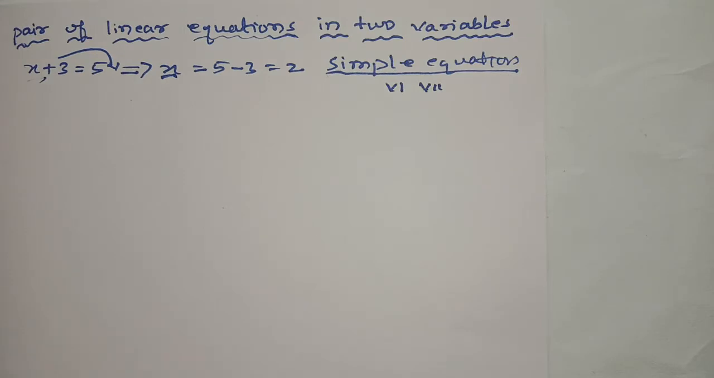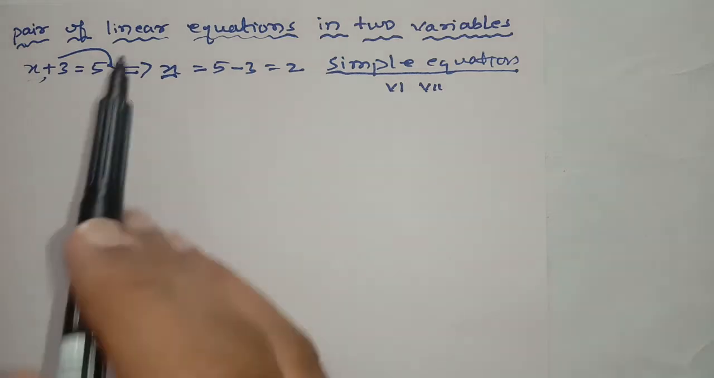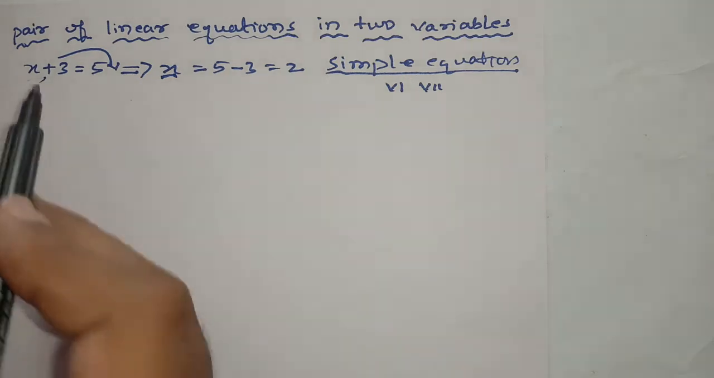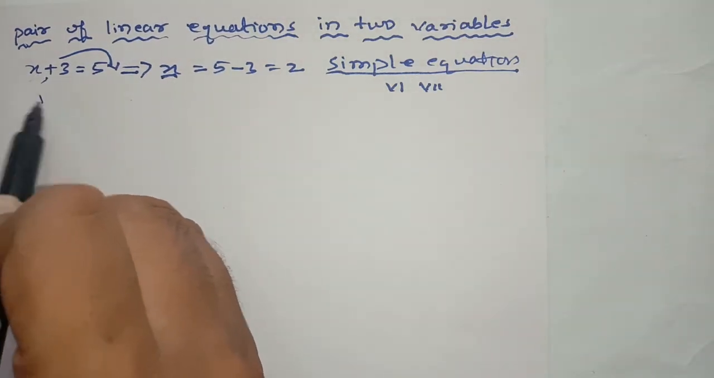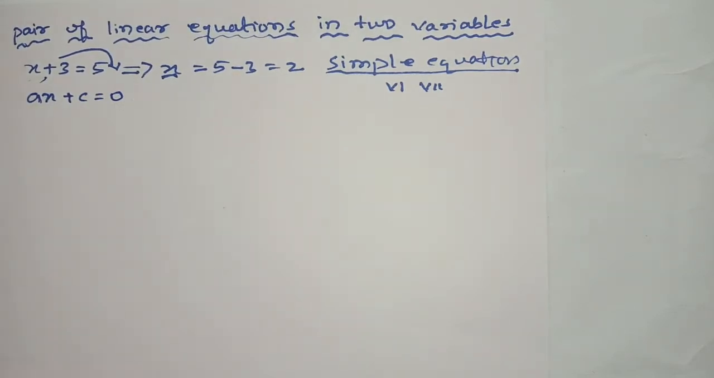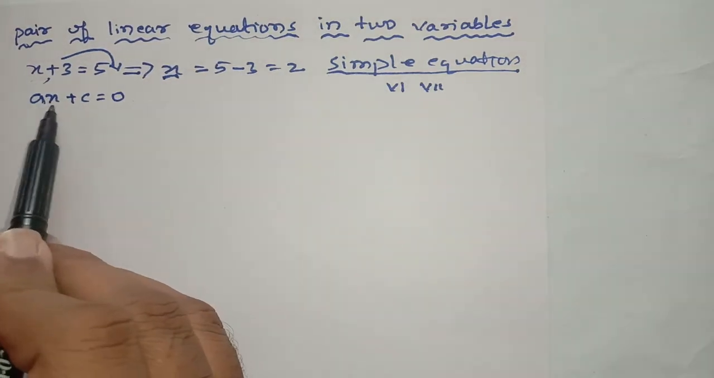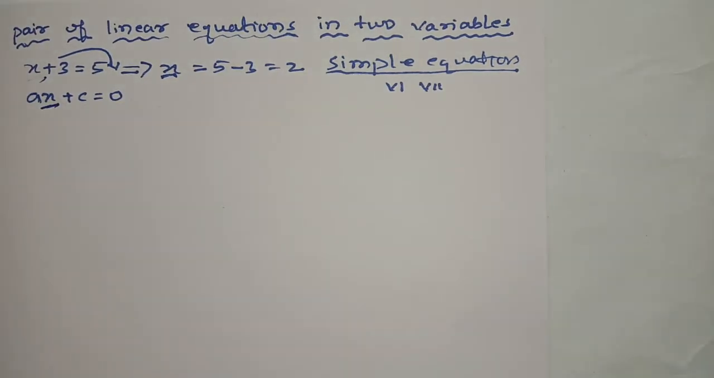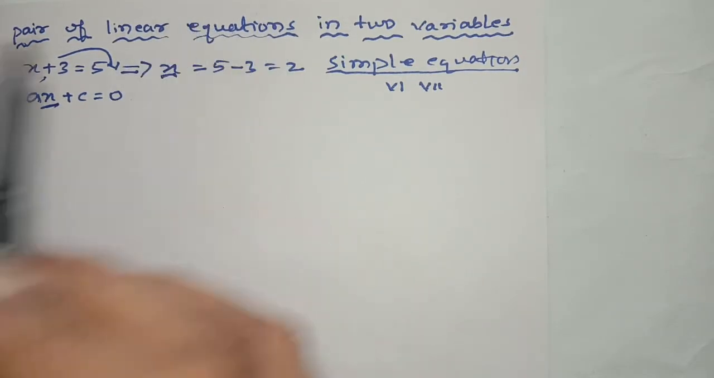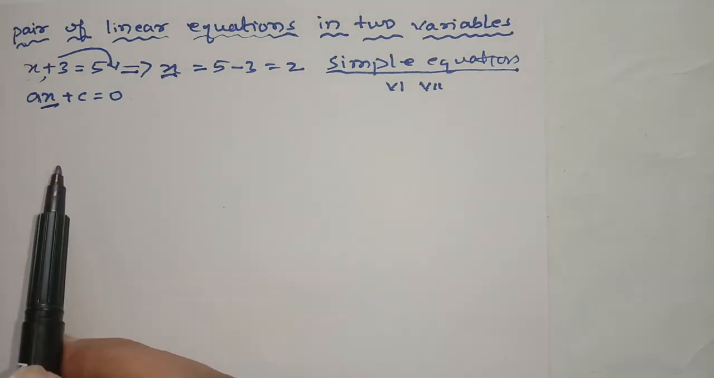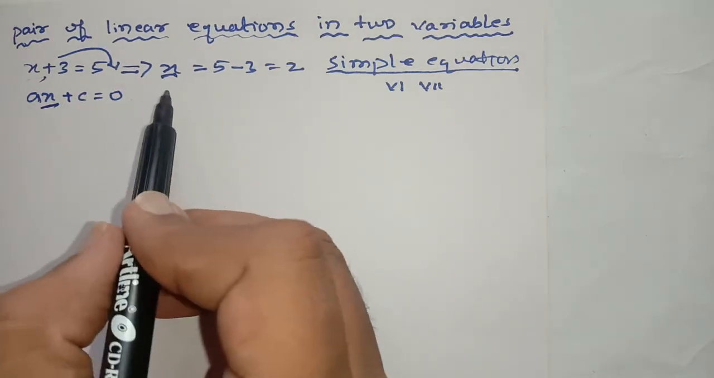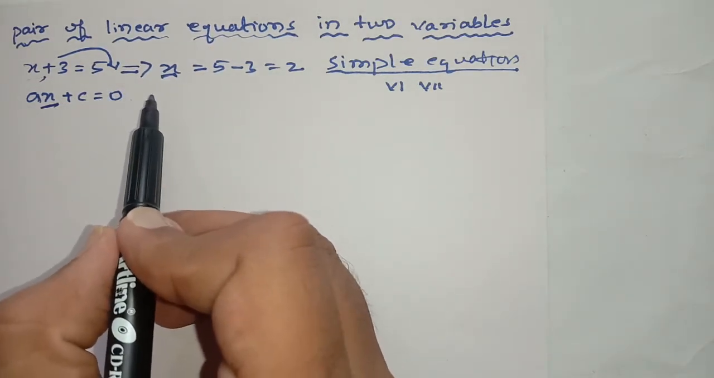Then in 8th standard you learn linear equation in one variable, and the standard form of that linear equation in one variable is ax plus c is equal to 0. This is linear equation in one variable. And you know the definition of linear equation also. An equation in which the highest power of the variable is 1 is called a linear equation. You learn so many problems on how to find the value of x.